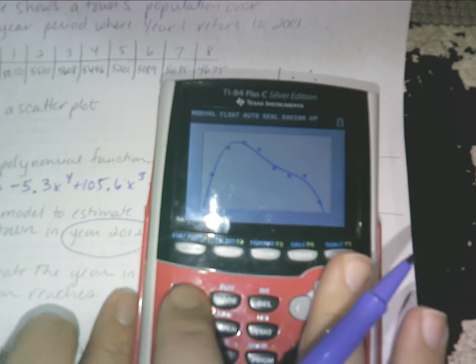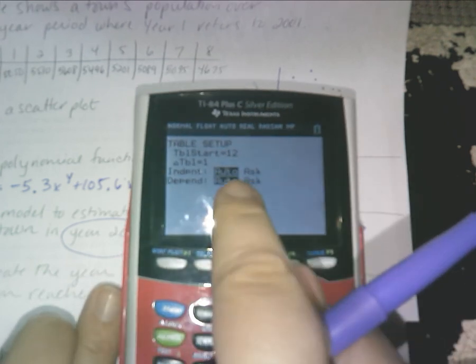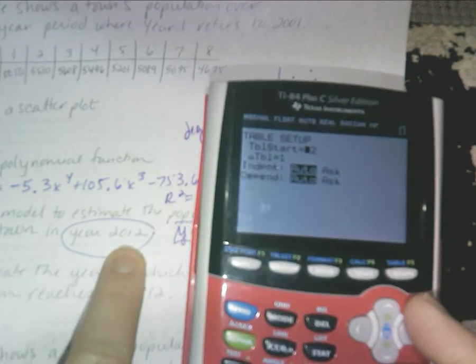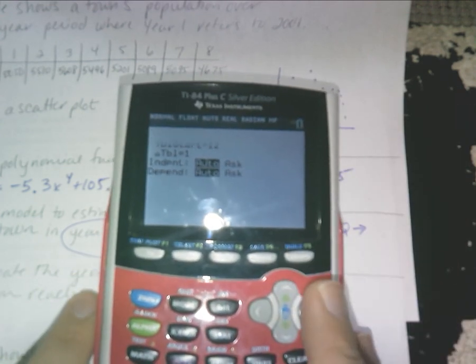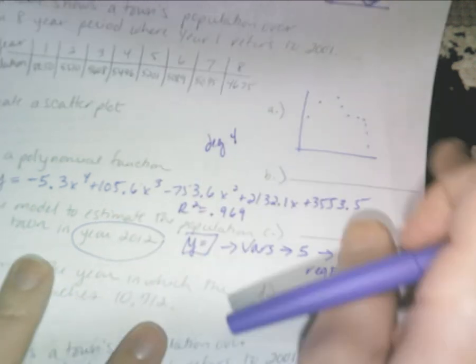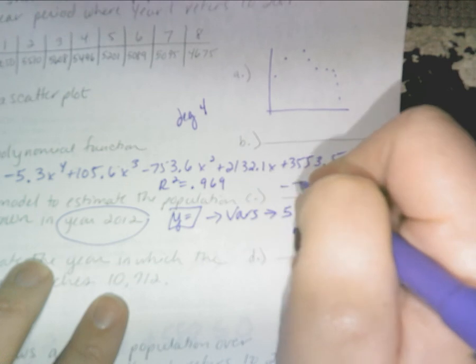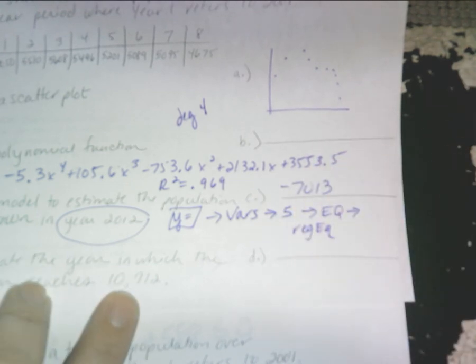Now, I'm gonna go to the table, and I'm gonna start my table at 12. Why am I starting at 12? Because I'm trying to find the population in year 12. And I'm gonna go to my table, and I'm gonna get negative 7,013. So in the year 2012, this town has no people in it.